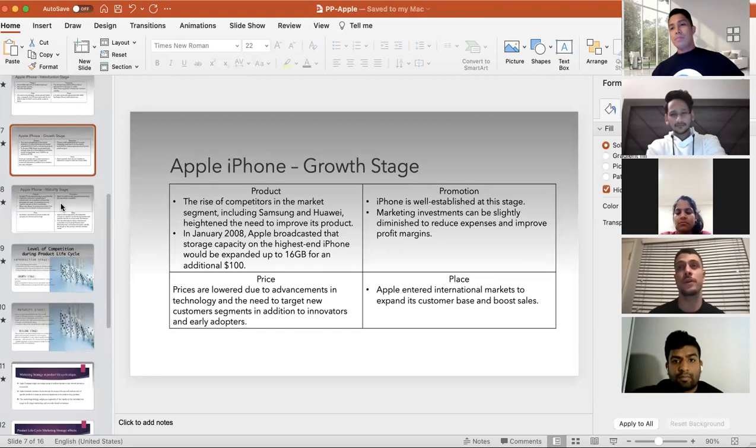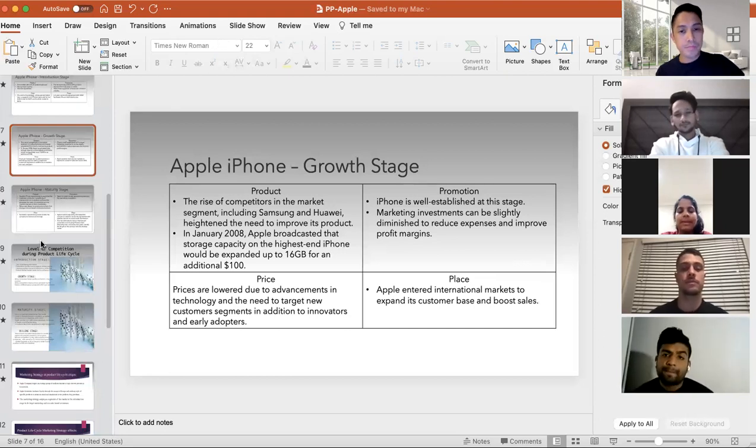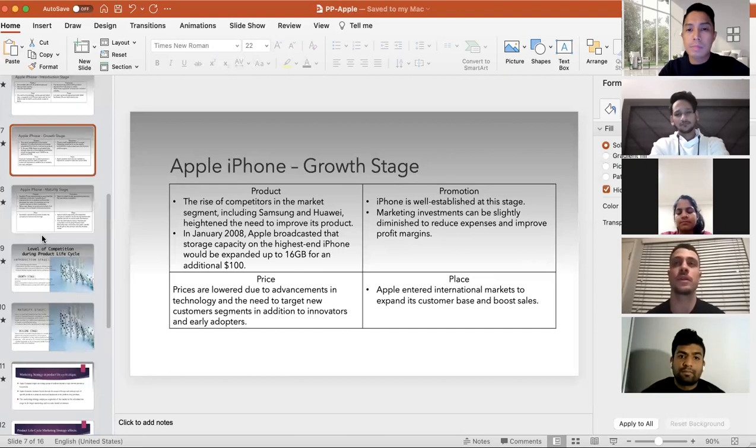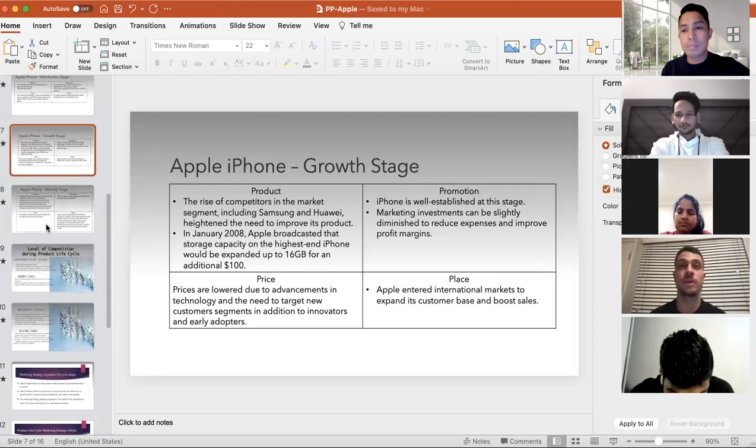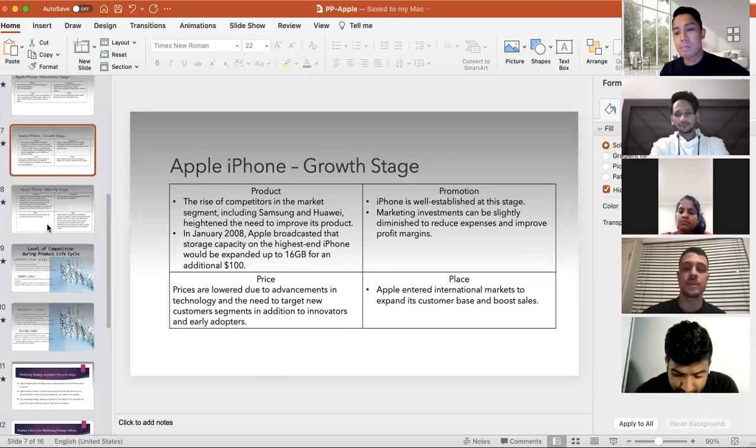As a result of technology advancements and with the aim to reach new customers that are not innovators or early adopters, Apple reduced the prices of the first iPhone. As regards the promotion, at this point in time, which was 1 year after the introduction of the product, the iPhone was well established, so Apple could reduce marketing investment to improve the profit margins, which would be reinvested in research and development. As regards place, with the aim to increase revenues, Apple entered international markets to reach new customers.